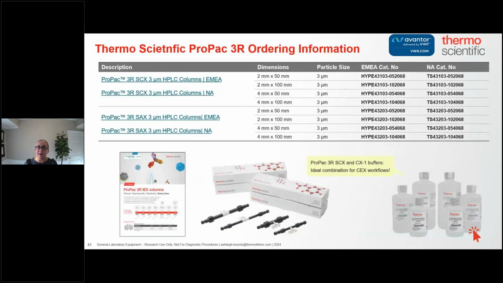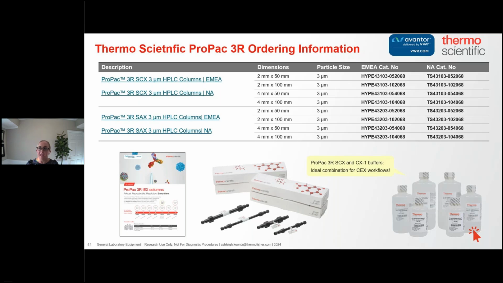For our Thermo Scientific 3R columns, we have various part numbers here. We do offer a 2 millimeter ID and a 4 millimeter ID, with lengths of 50 and 100 for both chemistries.